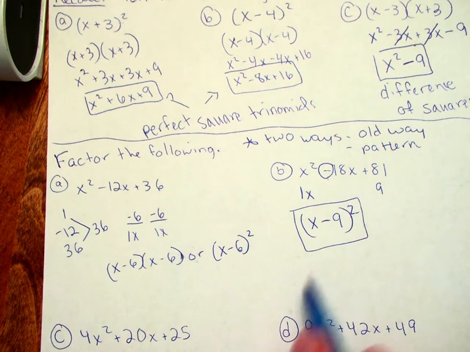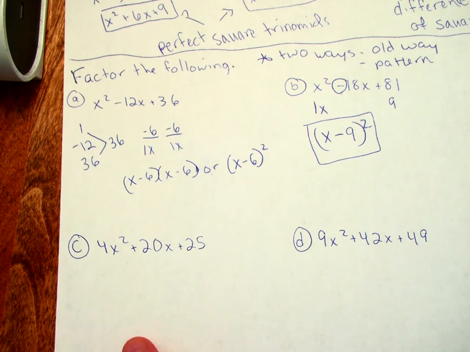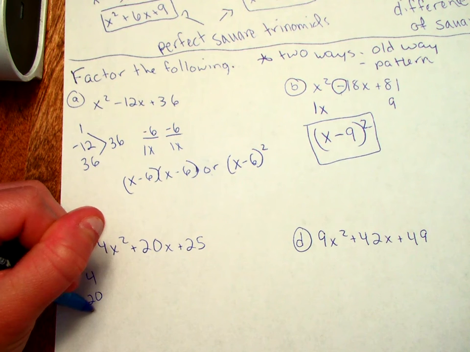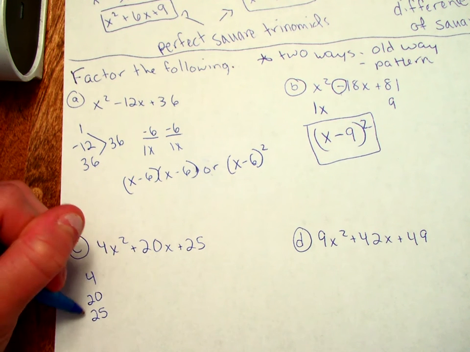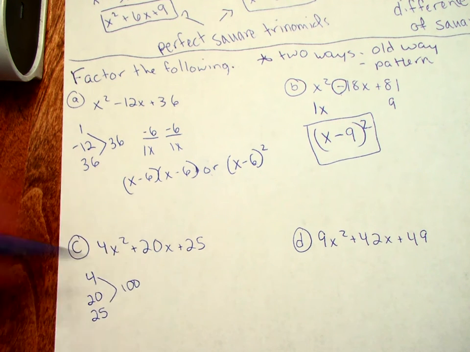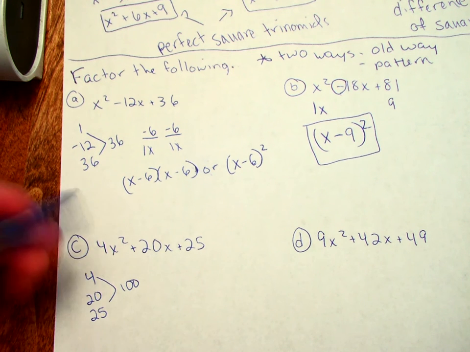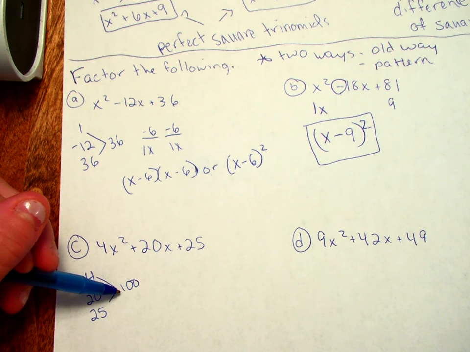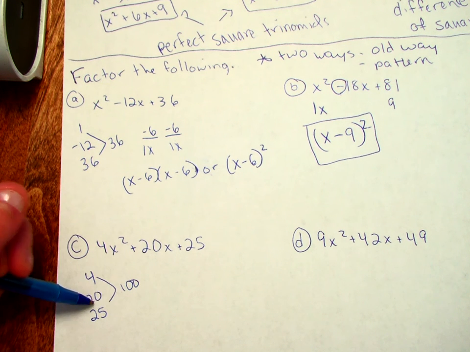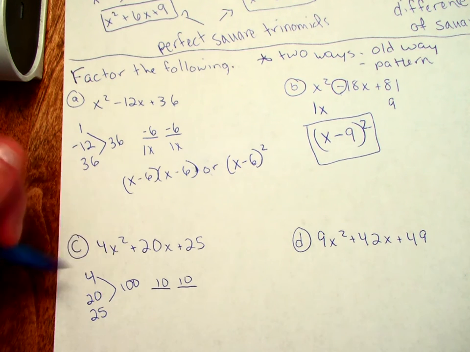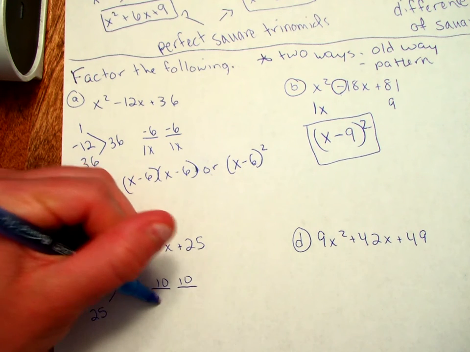Where the pattern comes into play is when the numbers are a little bit bigger, like down here. So let's do the old way for this one. So 4, 20, 25. And now we're working with 100, which is a little bit bigger of a number, especially when it comes to less common big numbers. So you're saying, okay, what two numbers multiply to give me 100, add to give me 20? Hopefully 10 and 10 popped in your brain. Remember, now you have 4x, not just x.